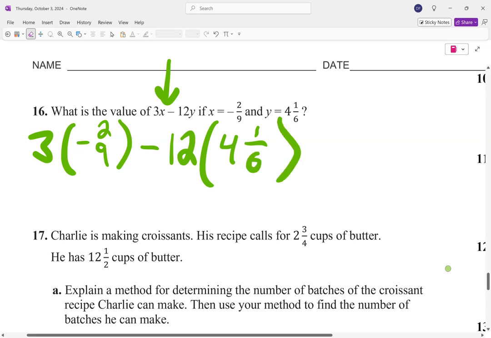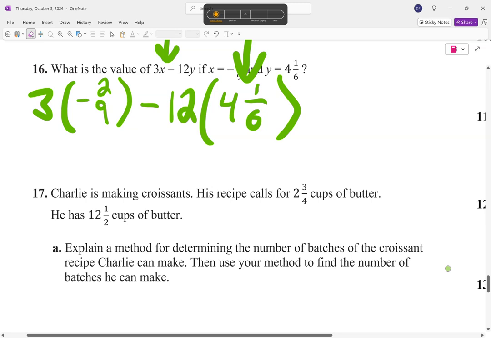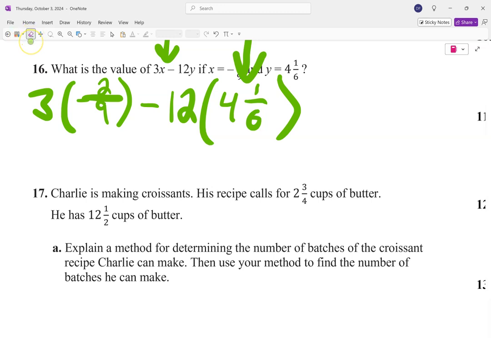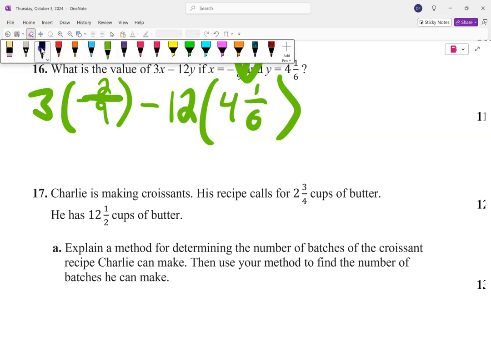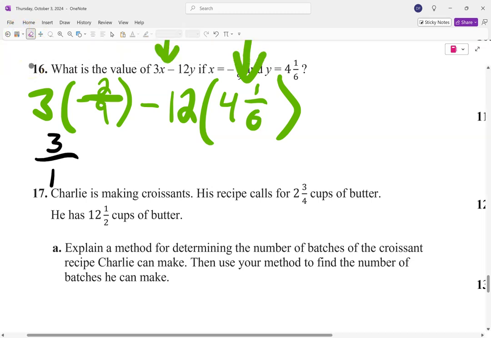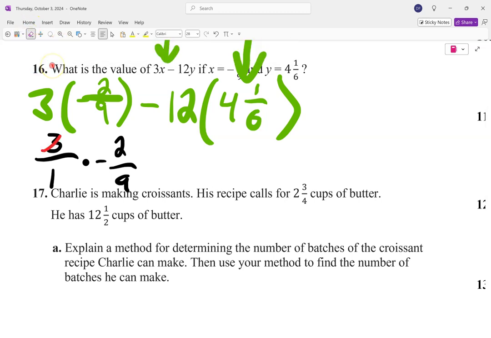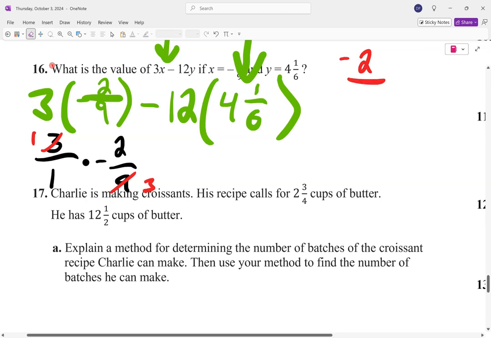All right. This one I'm going to change to improper though. Yeah, definitely. Okay. So, 3 times negative 2/9. Well, why don't I write this as 3 over 1? Write it that way so we can see how it's going to reduce. Times negative 2 over 9. So, 3 and 9 are going to reduce. Divided by 3, we get 1 and 3. So our answer there is negative 2/3. So the first part of it is negative 2/3.